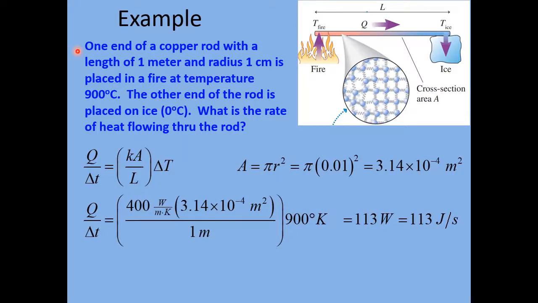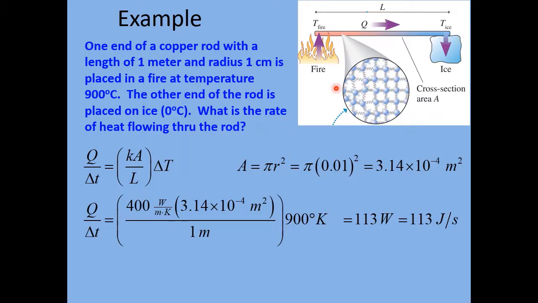So let's say one end of a copper rod, which has a length of 1 meter and a radius of 1 centimeter, is placed in a fire at a temperature of 900 degrees Celsius. So here's our hot end of the copper rod over here. The other end of the rod is placed on ice, which is at 0 degrees Celsius over here. What is the rate of heat flowing through the rod?